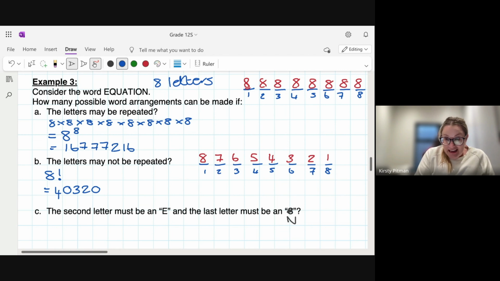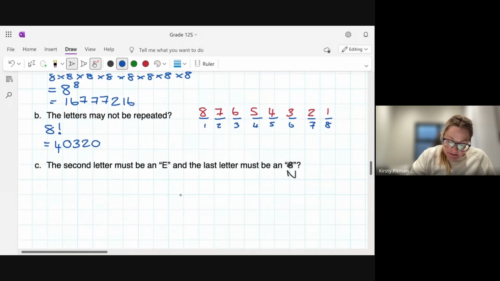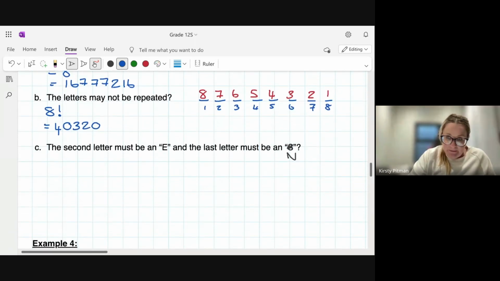Now, I changed it around a little bit because the second letter must now be an E, and the last letter must now be an N. Which means in the remaining 6 positions that I've got, let's go draw it out so it makes sense for ourselves. So I've got 1, 2, 3, 4, 5, 6, 7, 8.